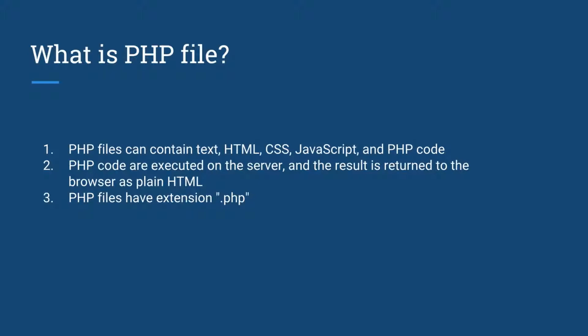But the final output can be much more. It can be JavaScript, CSS, or even binary files. So when you access a PHP script, the final output may return a PDF document or image or video. PHP files have the extension .php.